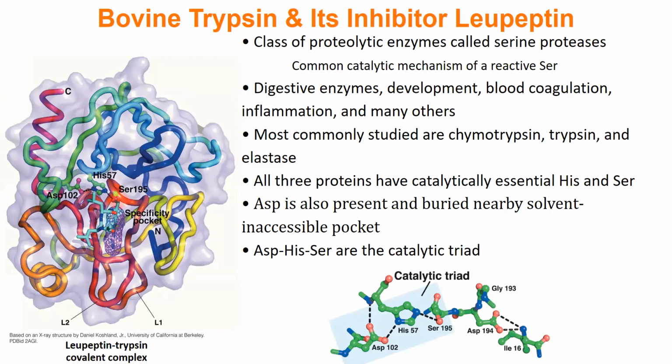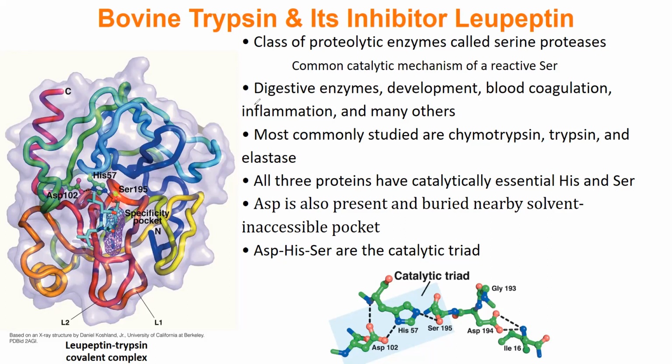The next type of enzyme we're going to look at is called trypsin. And what trypsin is, it's a molecule that's part of a class of enzymes called serine proteases, right? So what a serine protease is, it's an enzyme that chops up proteins. And the amino acid that's directly involved with this is serine.